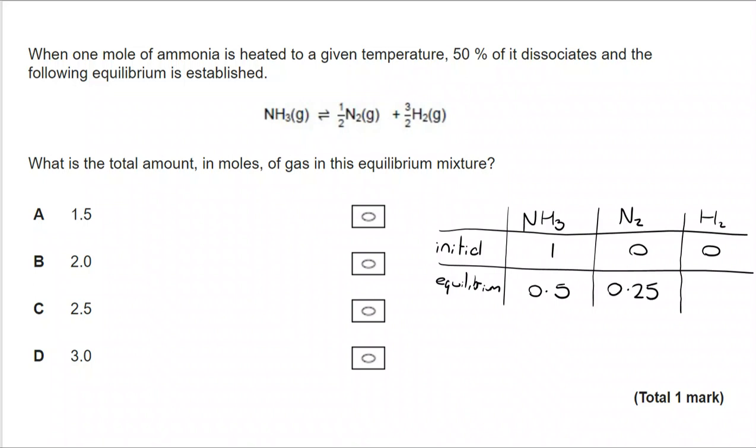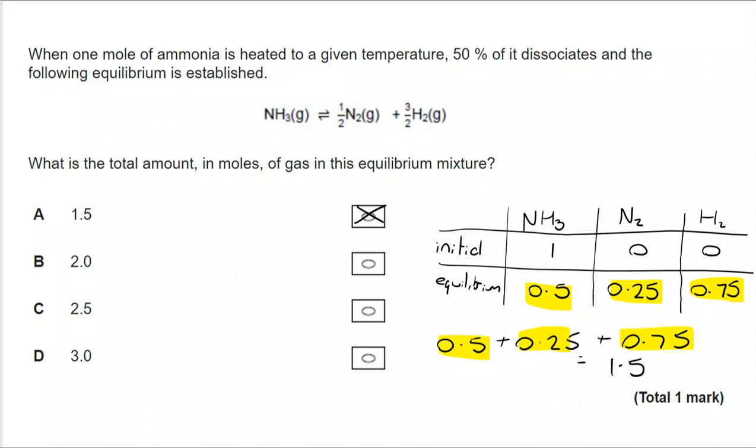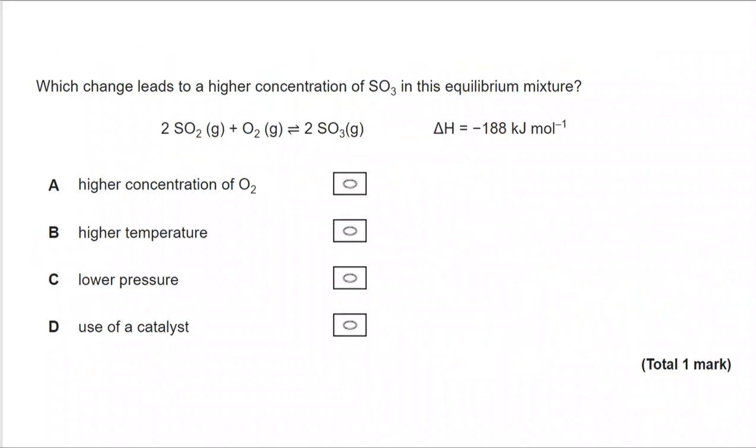And similarly, I can look at my mole ratio of NH3 to H2, which is 1 to 1.5. So my 0.5 would make 0.75 moles. What I now have are my 3 moles of gases. I can add those together, comes to 1.5. Correct answer is A. On to the next question, and we have got here a bit of Le Chatelier.